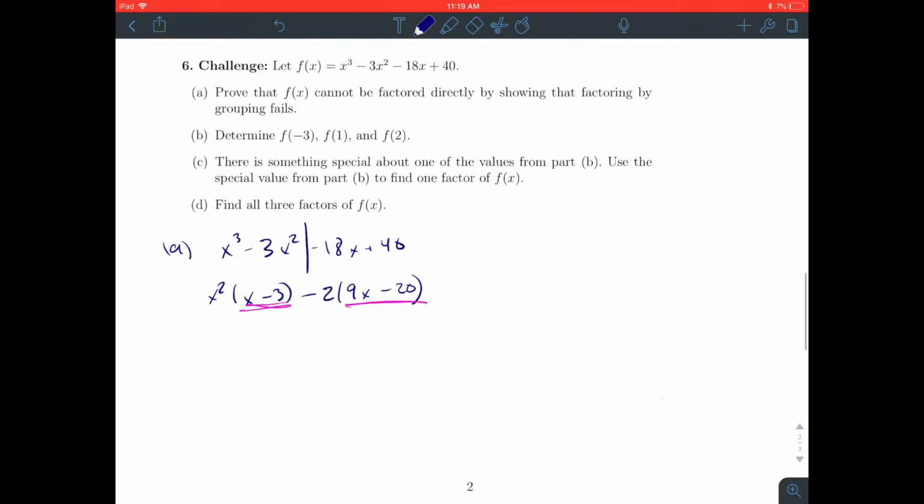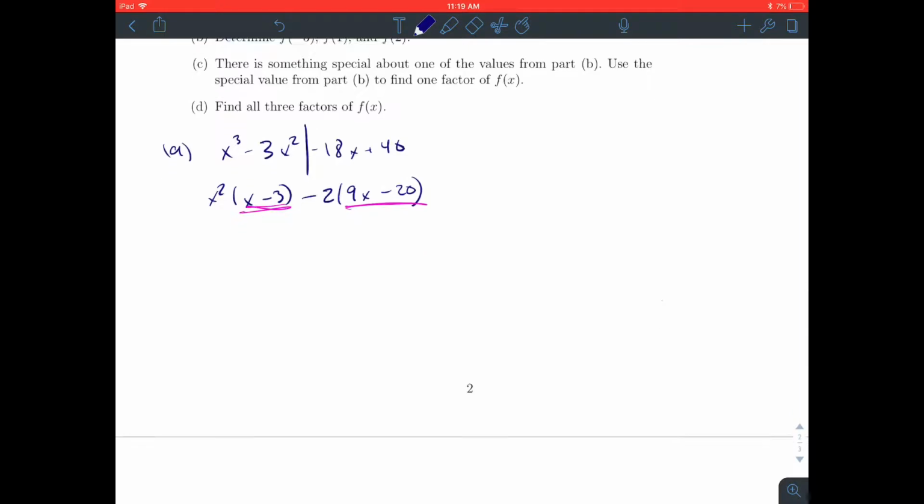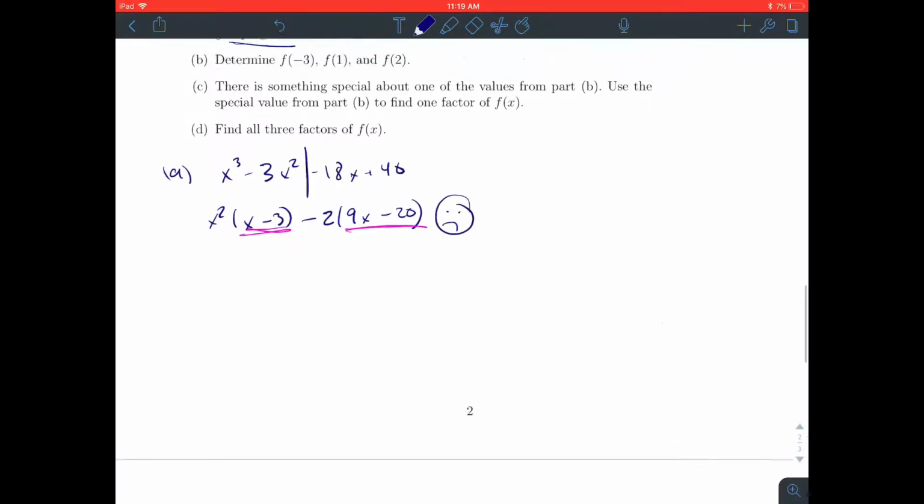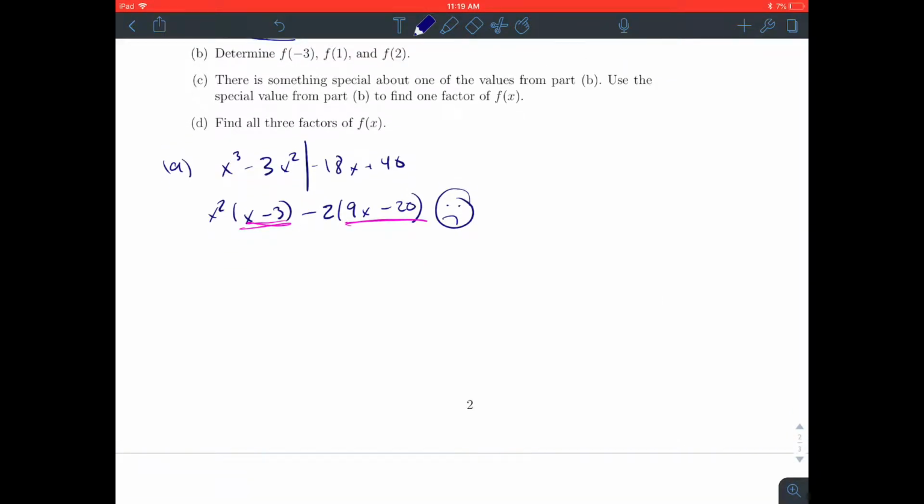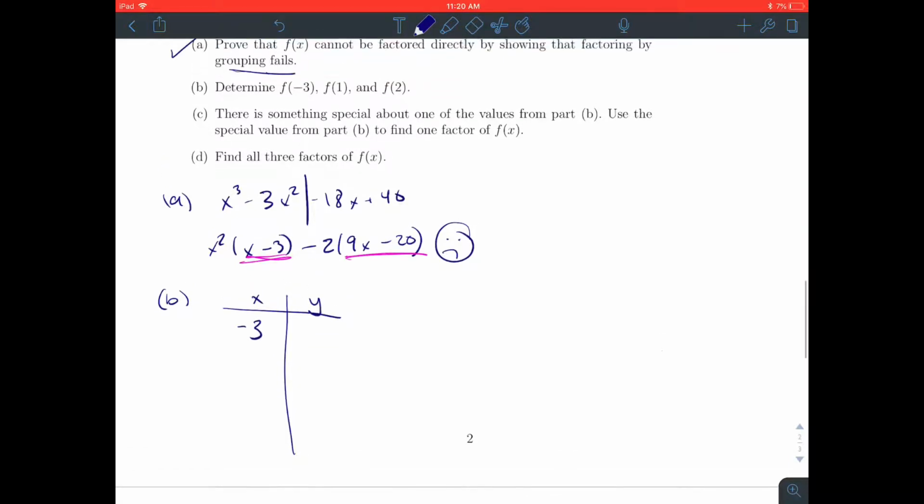So, we're going to have to do something else to factor this. So we're done proving that grouping fails. Next up, determine these values: f of negative 3, f of 1, and f of 2. So I'm going to use a table to plug these in.